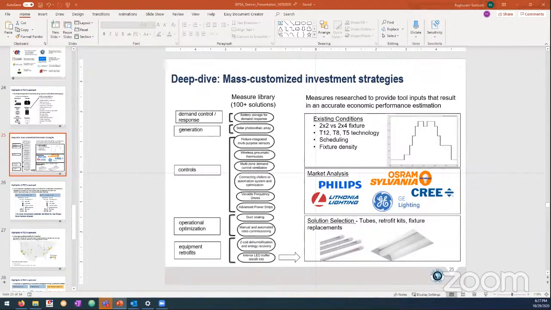Thanks for the great presentation. One quick question. Are the baseline models calibrated for all buildings? Because I think you mentioned there were over 100. Or is it just the delta, the savings that you're looking at when you do the subsequent simulations?